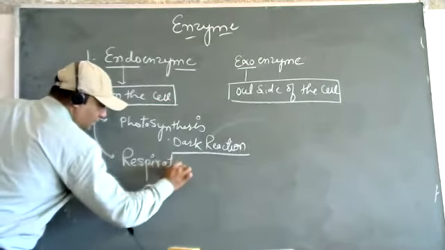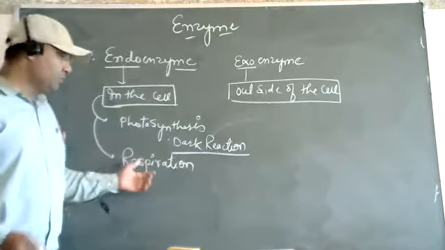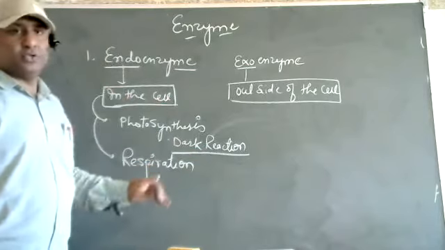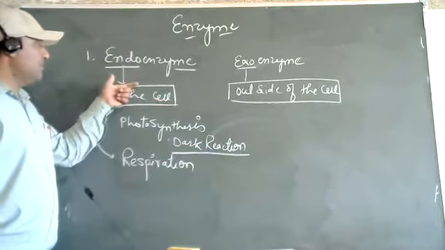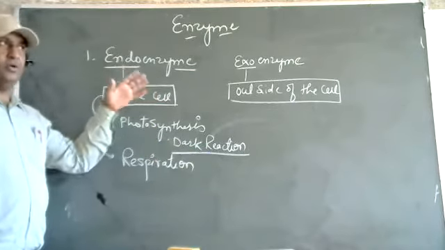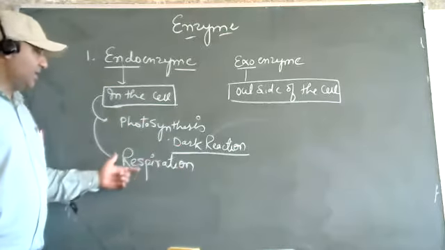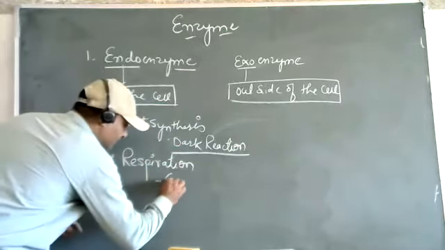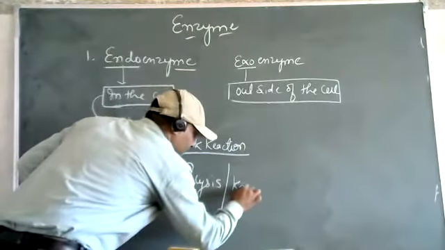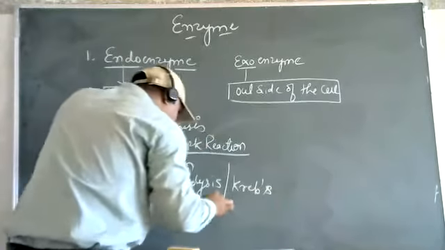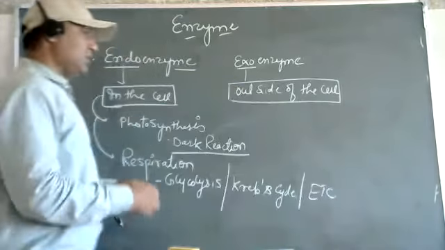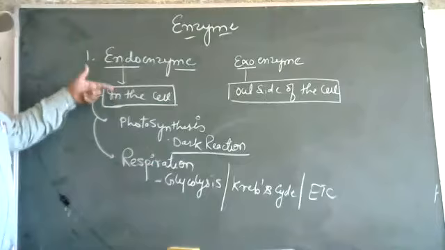The second example is respiration. In respiration, the enzymes used in glycolysis, the Krebs cycle, and the electron transport chain are all endoenzymes. So in short, the endoenzyme is the enzyme which generally works or is used inside the cell. A good example is the dark reaction in photosynthesis, and in respiration, the three events: glycolysis, then the Krebs cycle, and then the electron transport chain. So these are the examples of endoenzymes.